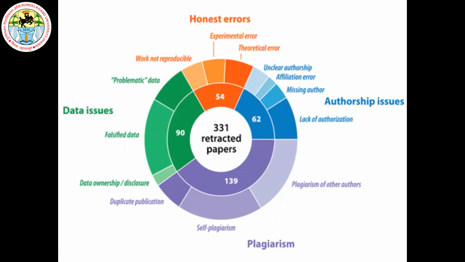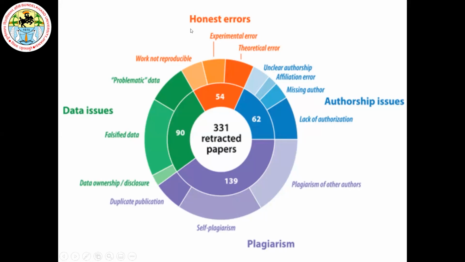Then the third was authorship issues. As I was mentioning, authorship is also a big issue. You can see how many papers were retracted because of it. So lack of authorization, missing author, affiliation error, unclear authorship. Maybe ghost, maybe honorary, maybe gift authorship. Those kinds of issues. So authorship is also a big issue.